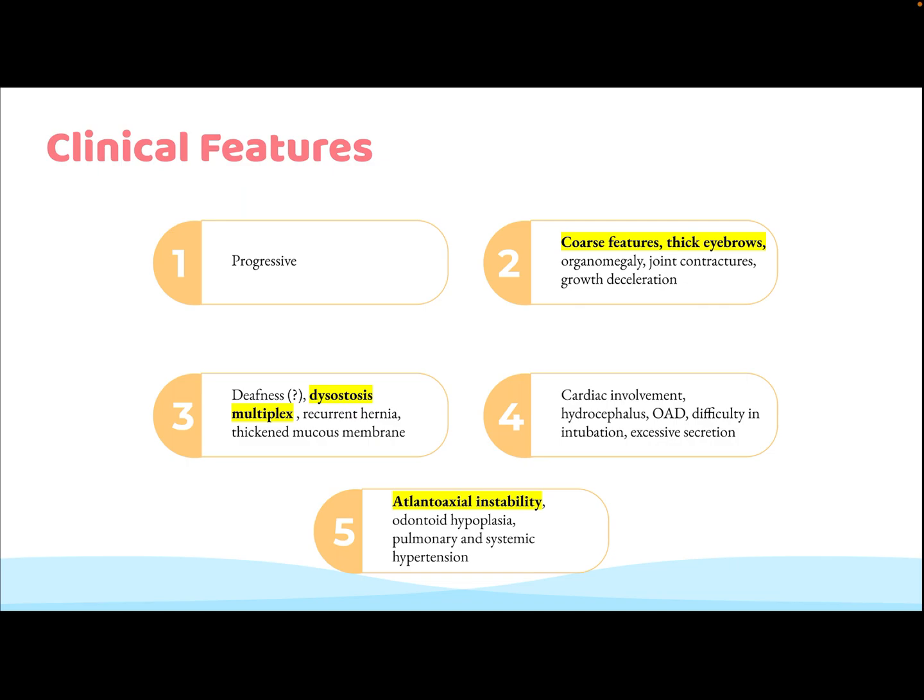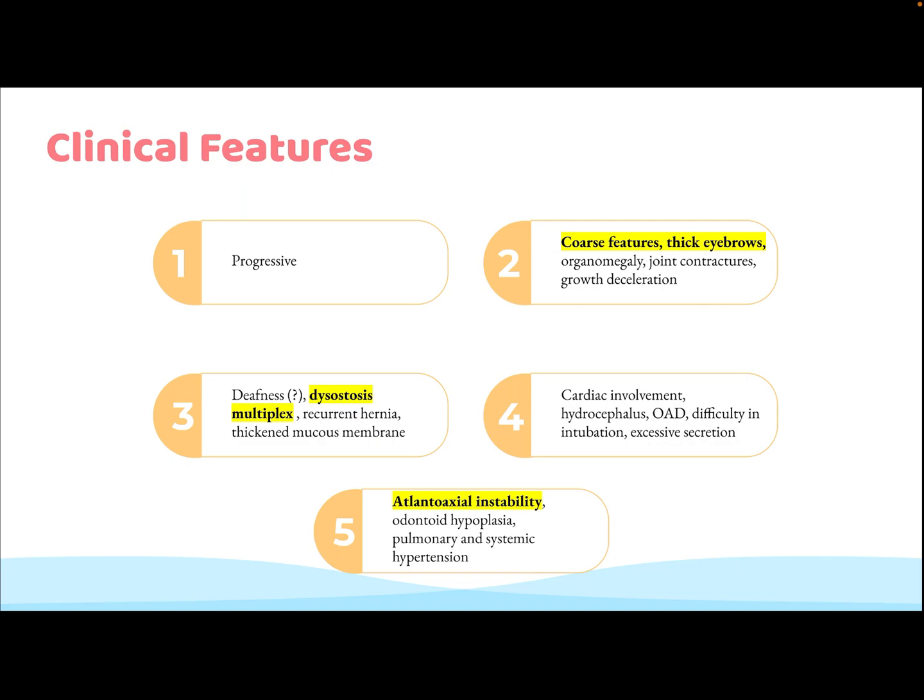Another important feature I highlighted because it is distinct, not distinctive, for the mucopolysaccharidoses. We can see it in other diseases like Down syndrome; they can have atlantoaxial instability. People who have rheumatoid arthritis can have atlantoaxial instability. But why I highlight this feature is because it is very dangerous. Atlantoaxial instability is very dangerous. It can cause spinal cord injury.